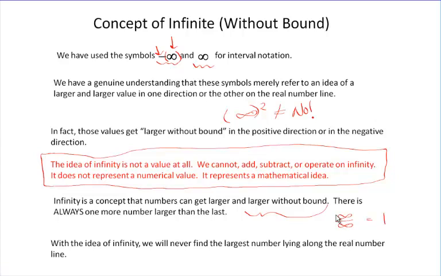Why does it not equal 1? Because this infinity is not the same measure as that infinity. They don't have a measure. They don't have a value. They are not measurable. So with the idea of infinity, we'll never find the largest number lying along the real number line. So we can't say that things like infinity over infinity equal 1 or infinity minus infinity equals 0. We don't know this. This is not a true statement.